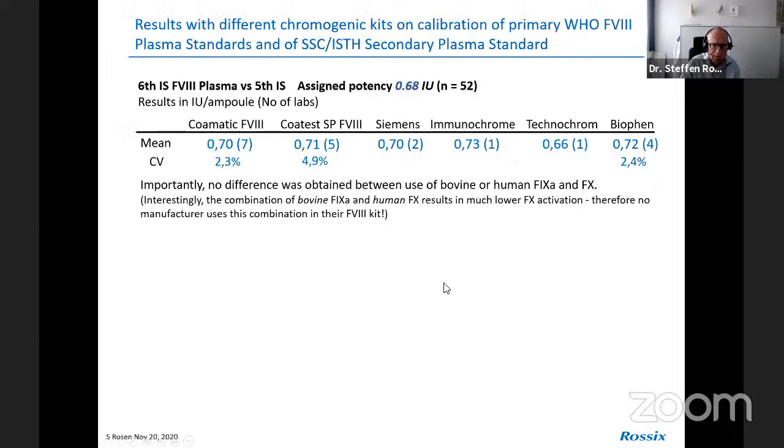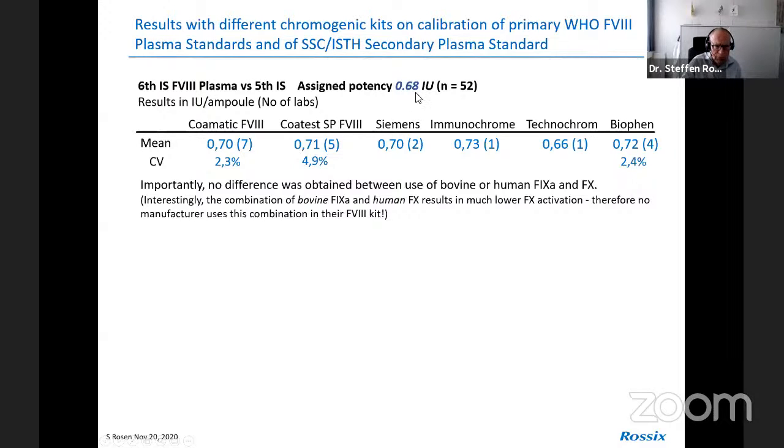This is the calibration of the 6th IS for factor VIII plasma. The assigned potency from 52 series with the one-stage and chromogenic methods was 0.68. And you can see for all the 5 kits here that there is a good agreement with the assigned value.